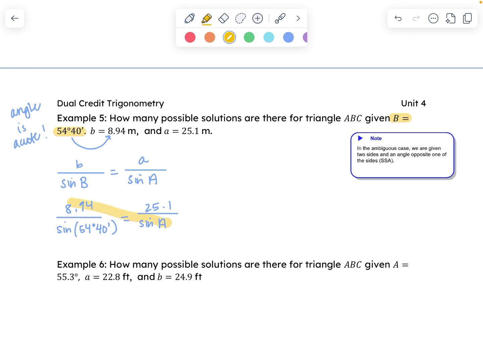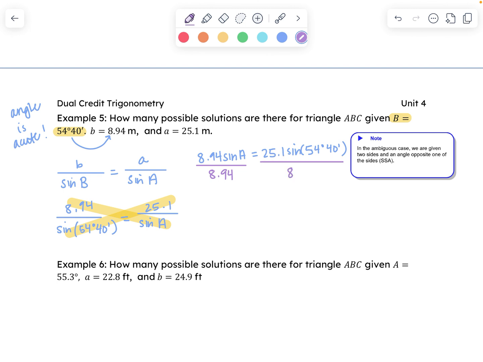So here, I'm going to cross multiply. That's going to give me 8.94 sine of A is equal to 25.1 sine of 54 degrees and 40 minutes. Then to get that sine of A by itself, I just need to divide by 8.94. So when I do that, that's the sine of A that I'm trying to get. It's by itself, and I can plug this into the calculator.